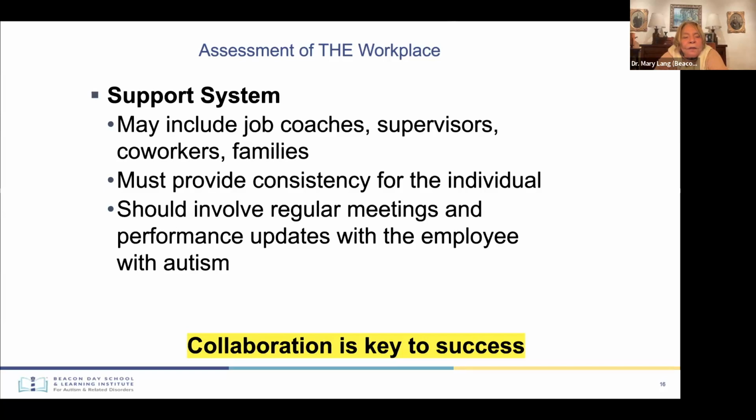Again, regular meetings, performance updates with employees with autism. One of the things I did not want to do, and I've tried not to do in this talk, is just talk about autism as a disability. What I want to say to you is everyone should involve regular meetings and performance updates with their employees and employers. That is very important to me as a person who has ADD and perhaps other disabilities that I'm not even aware of. So thinking about your values and how to be successful is critical to your own success.